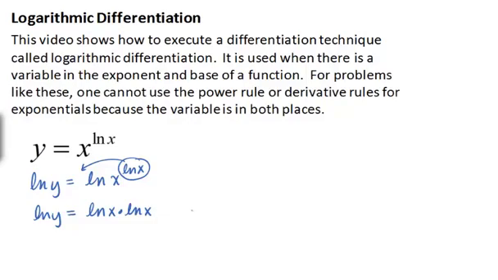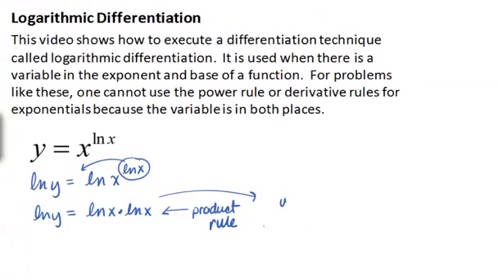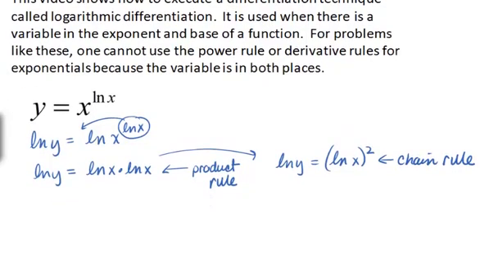Now at this point, the next step is to take differentiation, but you have two options. You can here use the product rule, or you can rewrite this in the form of the natural log of y equals the natural log of x quantity squared, and from here you can use the chain rule. So I'm going to show you the chain rule technique first on this one because it's a little bit easier and I like it a little bit better.